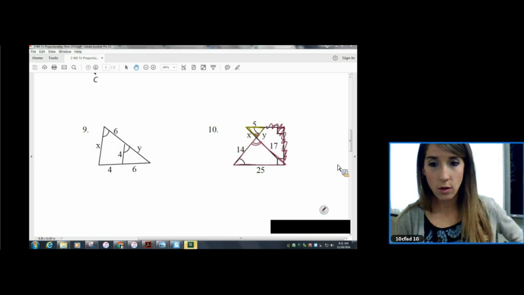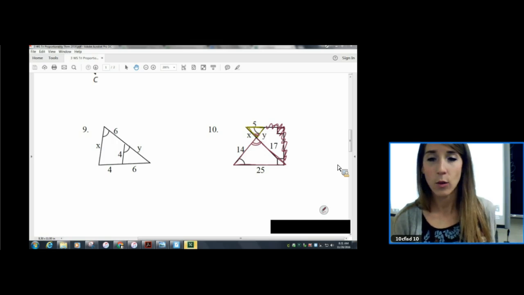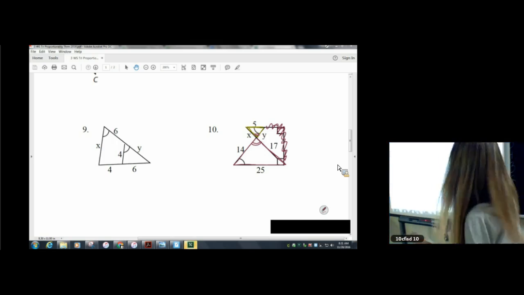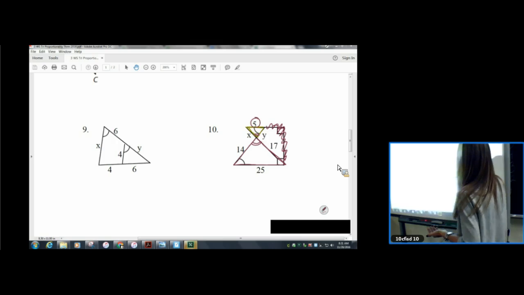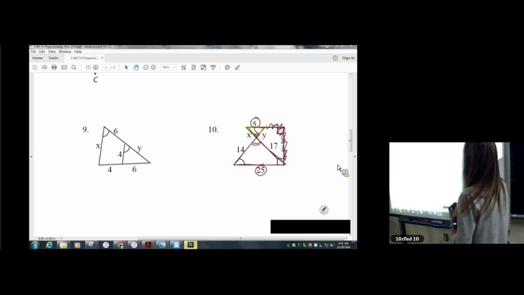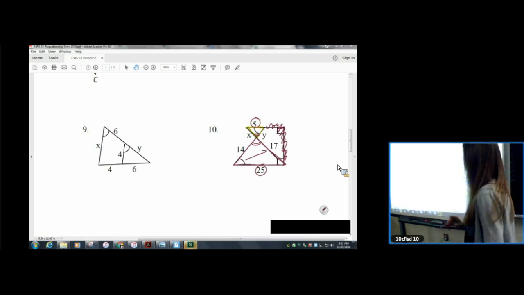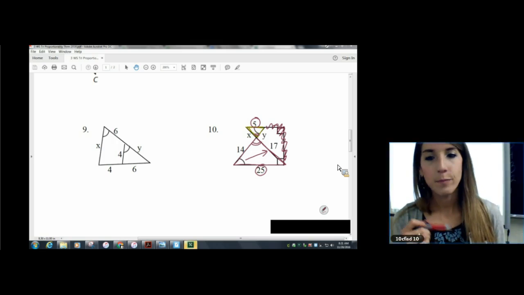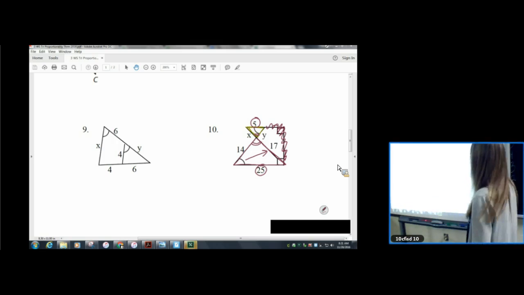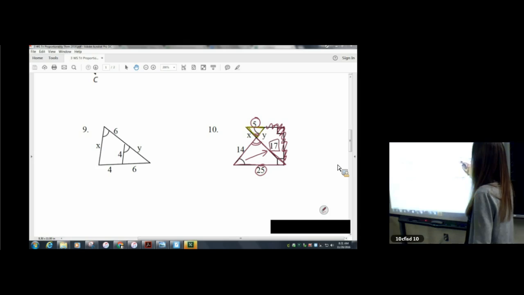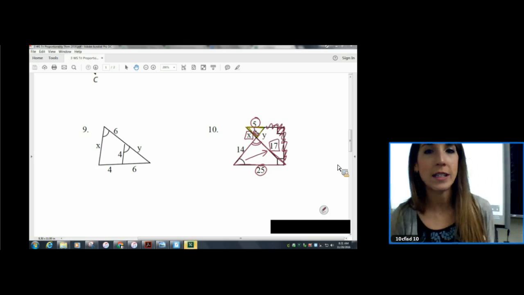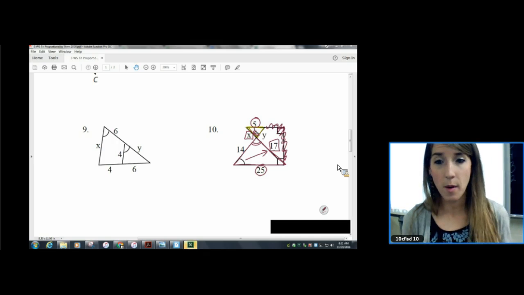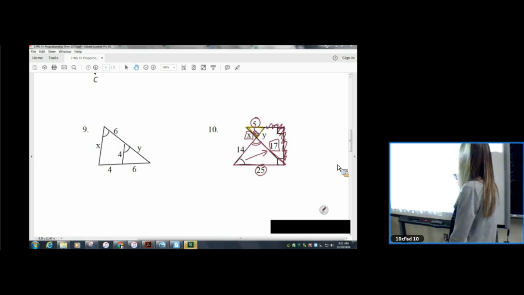We need to figure out which sides go together, which sides correspond. The ones that are horizontal, those are easy. 5 corresponds to 25. What's across from the single arc? It's 17. I'm going to box it. What's across from the single arc? Oh, it's x. So I'm looking at what sides are across from the marked angle. And then whatever's left over, 14 is across from nothing, I'll underline it. Y is across from nothing.